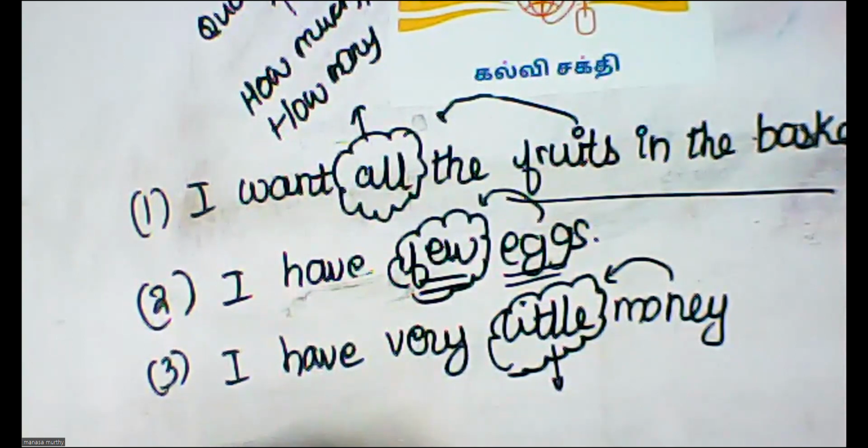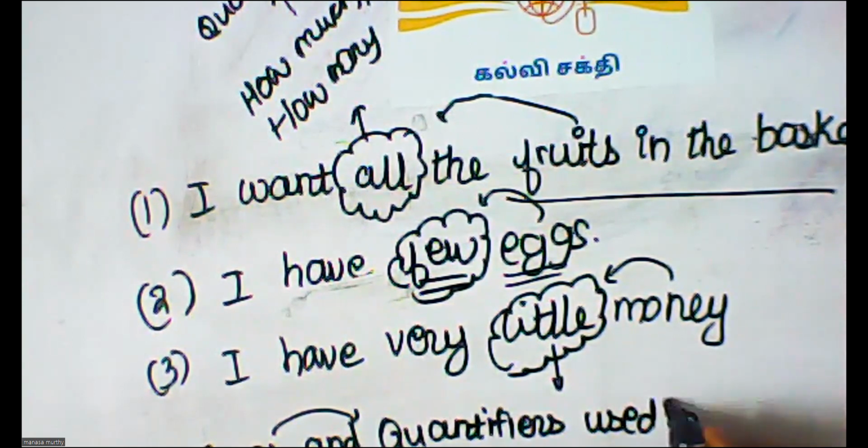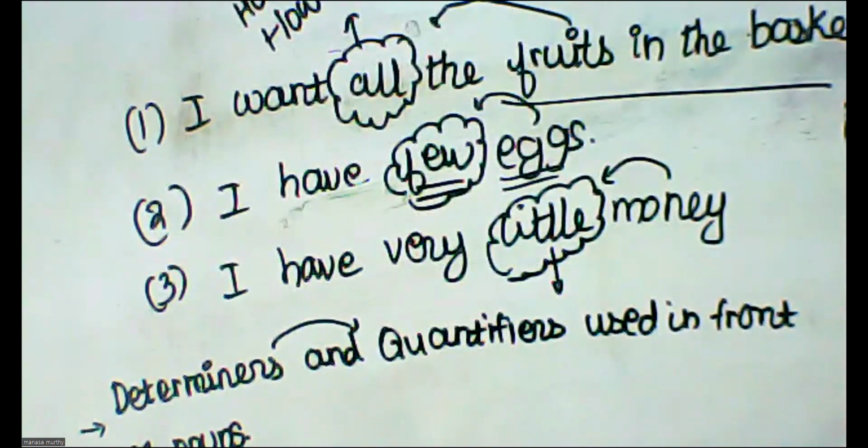We get to a conclusion that determiners, and these quantifiers, one of its types, are used in front of nouns. We use determiners to identify things, whereas we use quantifiers to say how many or how much.